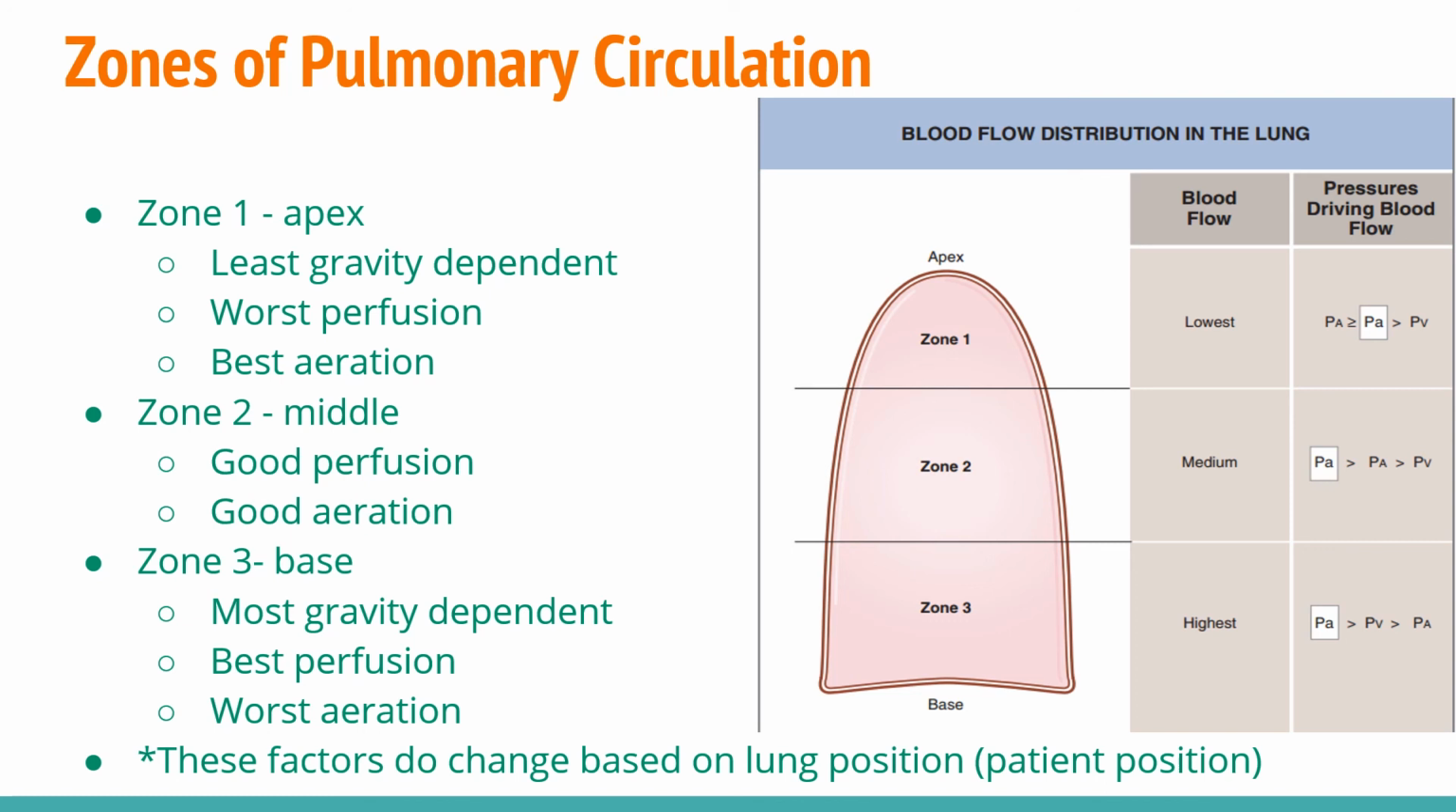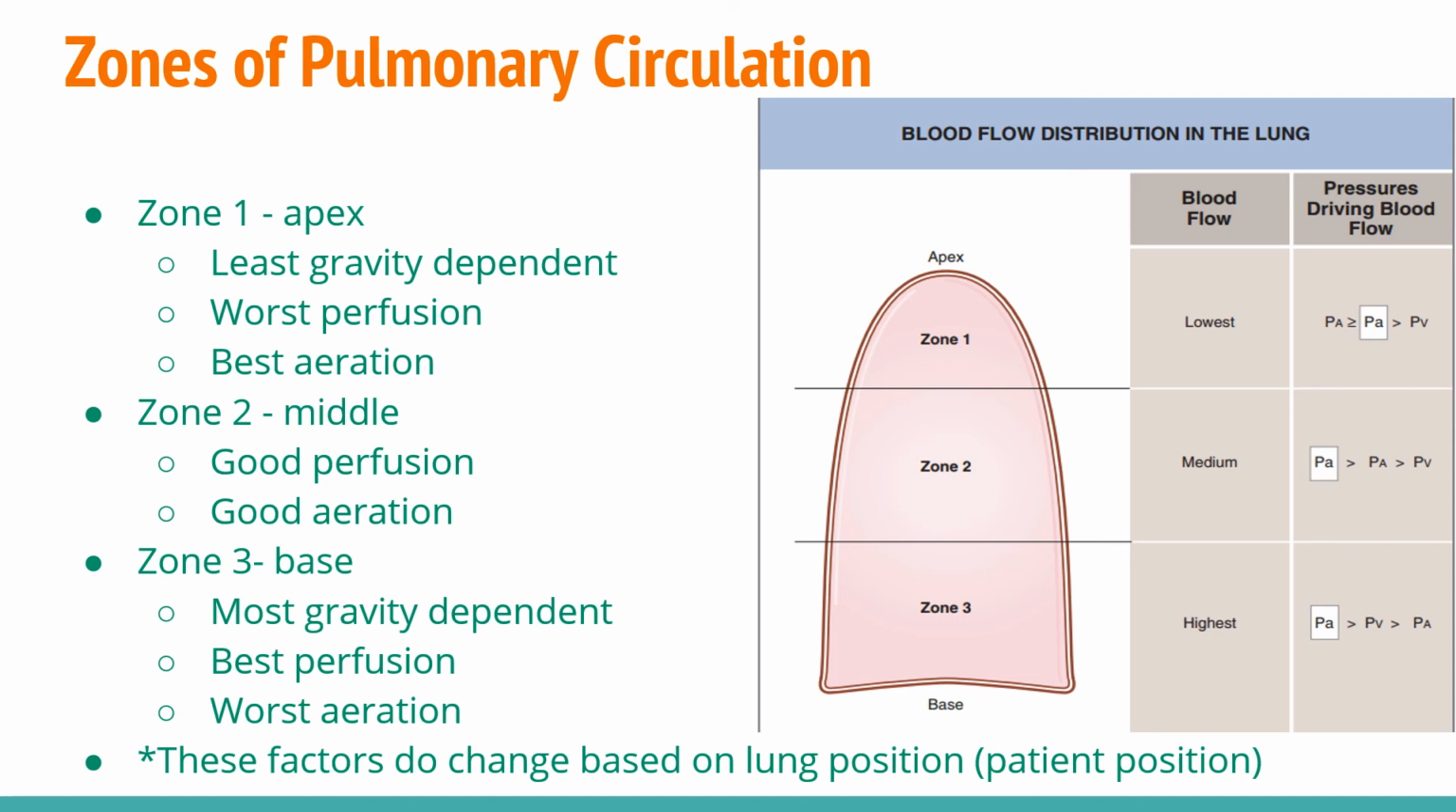If you look at zone 2, your middle area, that's in between: good perfusion, pretty good aeration. Your arterial pressure there is greater than your alveolar pressure, which is greater than your venous pressure. And then the base is your most gravity dependent, where you obviously have your best perfusion based on gravity, so the blood is flowing to the bases. It has the worst aeration because everything is being compressed and you have your smaller airways down there. Again, these factors change based on lung positioning.